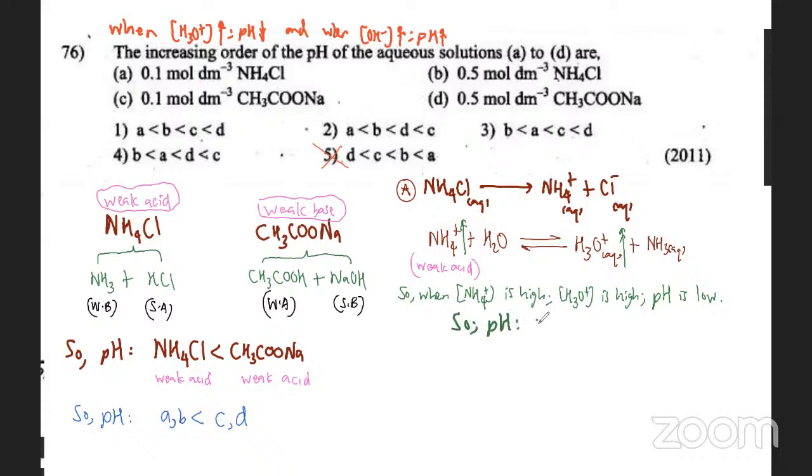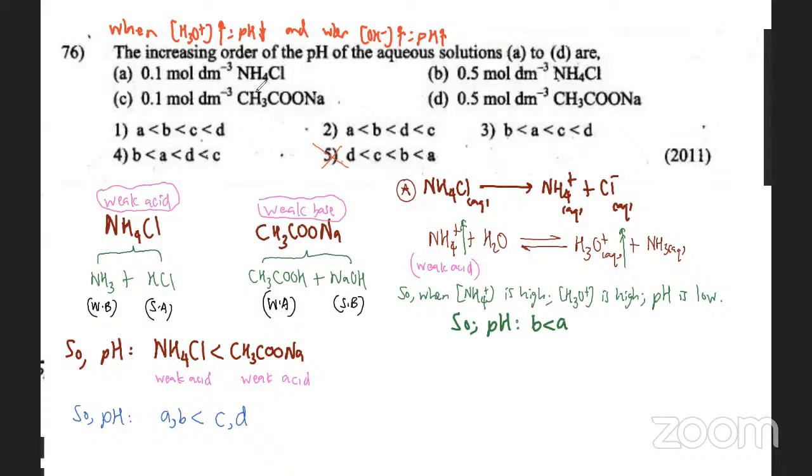pH between A and B, what can we say? A has lower concentration of ammonium, B has high concentration of ammonium, so A should have higher pH than B. I think since they are talking about ascending order, we'll write it in ascending order itself to avoid any confusions. I hope you guys understood this.